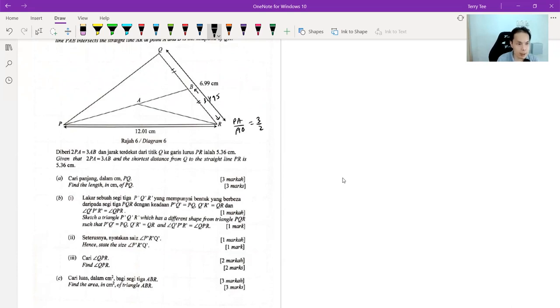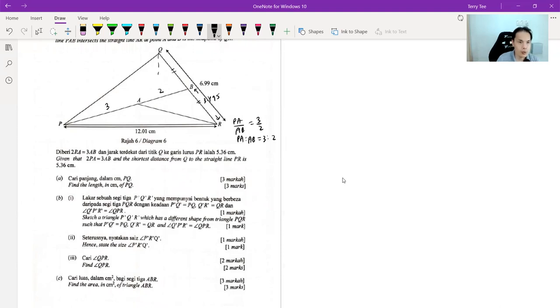I bring the AB down. I bring the 2 across. I hope you can see this. AB goes down, 2 goes across, right? So your ratio PA to AB is 3:2. Okay, my B here is a bit ugly, sorry. PA to AB, 3:2.